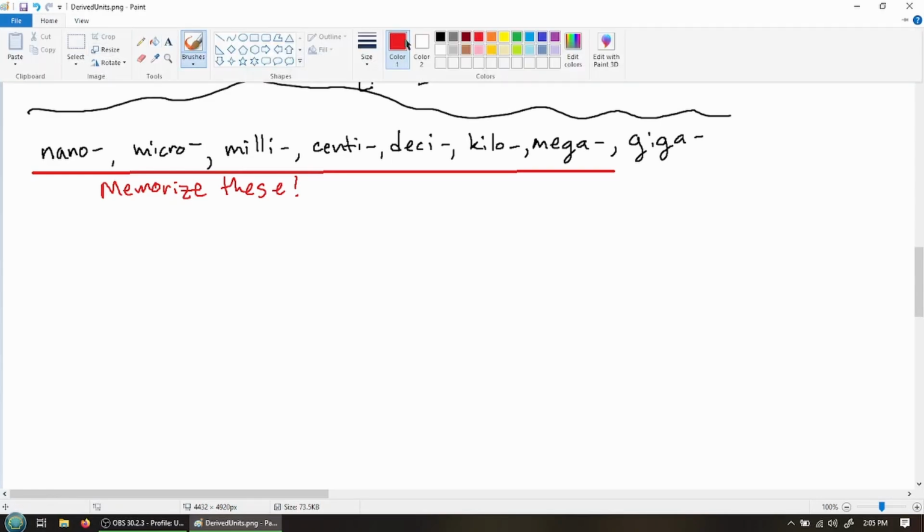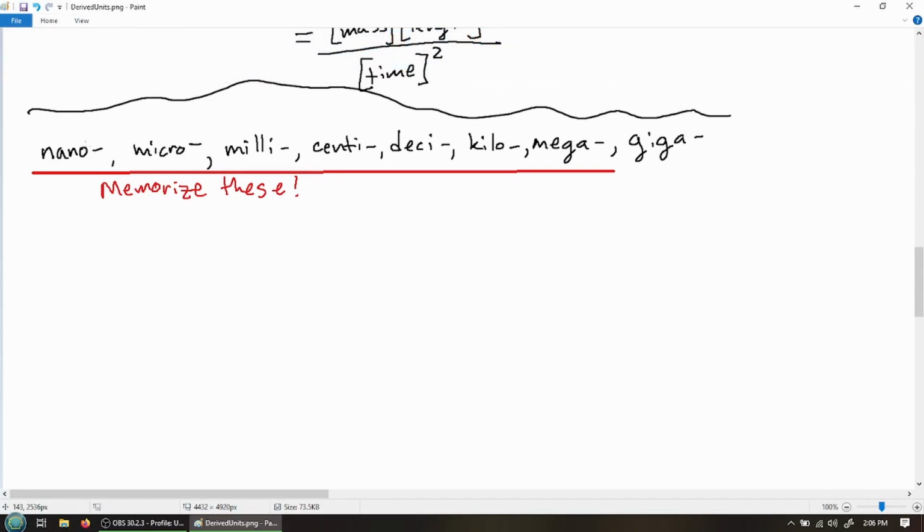So let's talk about what these mean, and then let's briefly talk about the connection between these and the units we were just talking about. These are all prefixes that you put in front of a unit. In this case, nano would mean that whatever unit you're putting this in front of, it's that times 10 to the minus 9. So for instance, 1 nanometer is equal to 1 meter times 10 to the minus 9. So it's a really small fraction of a meter.